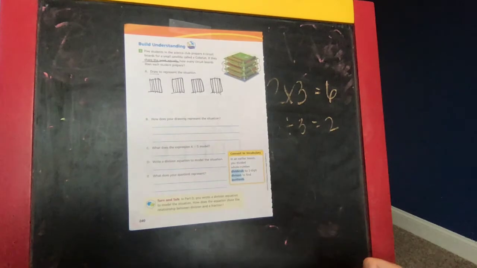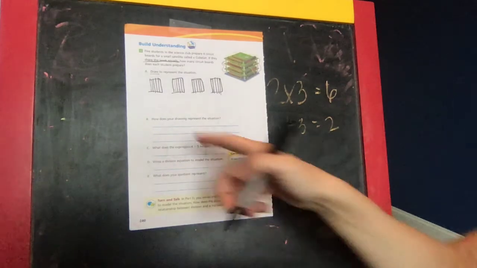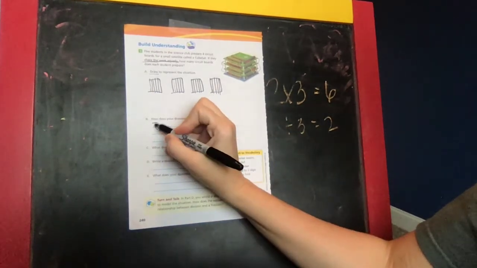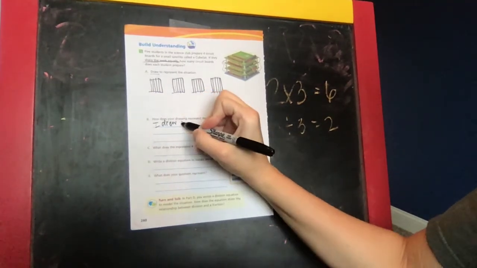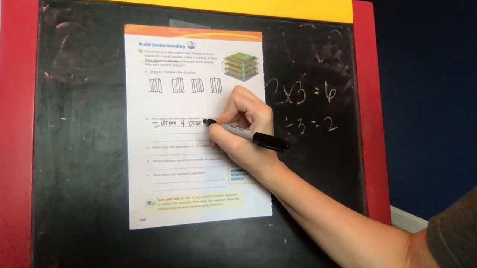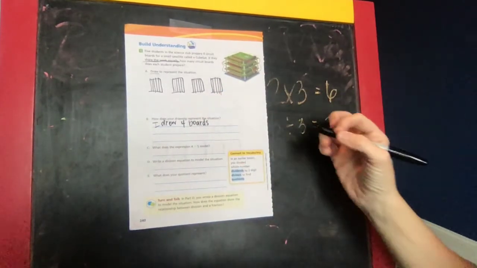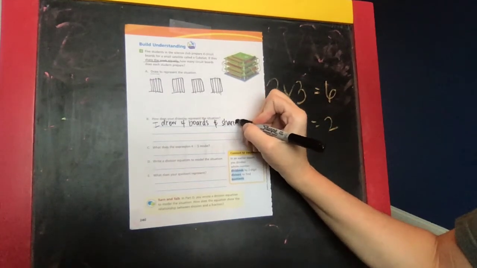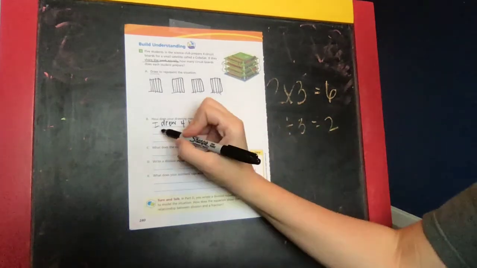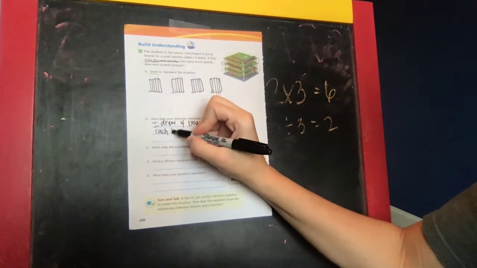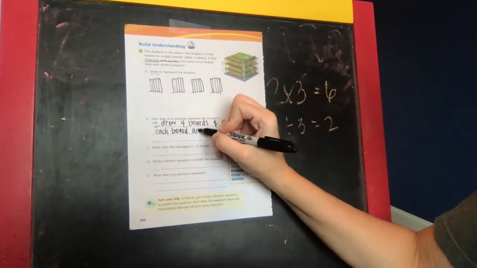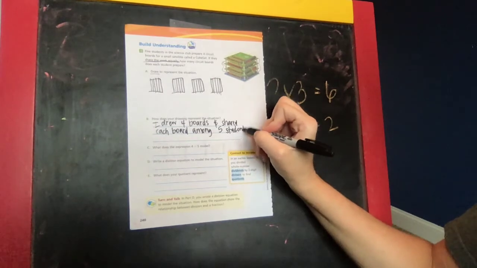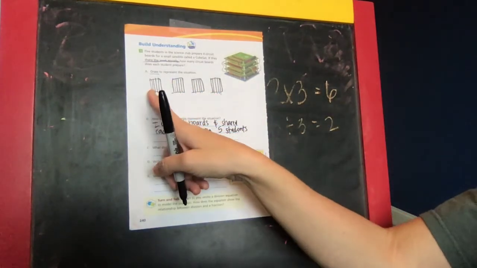Okay, so we're drawing to represent that. So B says, how does your drawing represent this situation? Well, I drew 4 boards and shared, or divided, whichever you want to say, each board among 5 students. Right? Each one I split 5 ways.